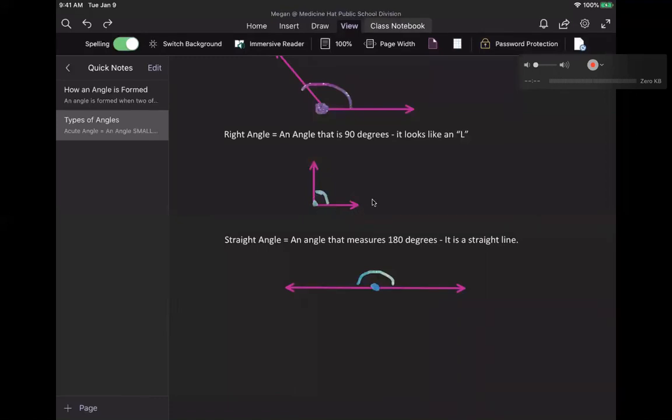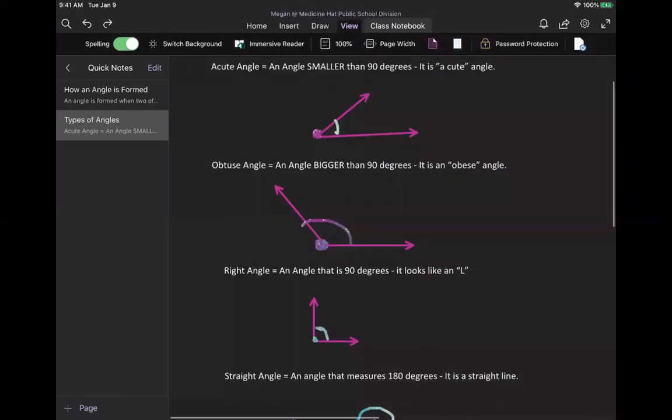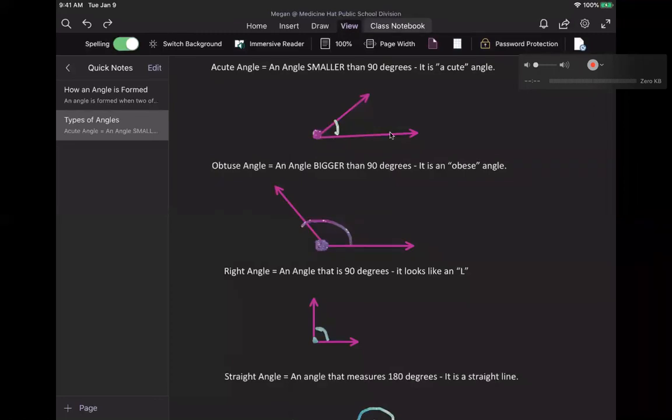Again, just to recap what we learned in the last lesson, this is an arm with an arrow on this side. This is the other arm with an arrow on this side. The space in between is the angle, and that's what we're measuring. This here is where the 2 lines have met. That is called the vertex.